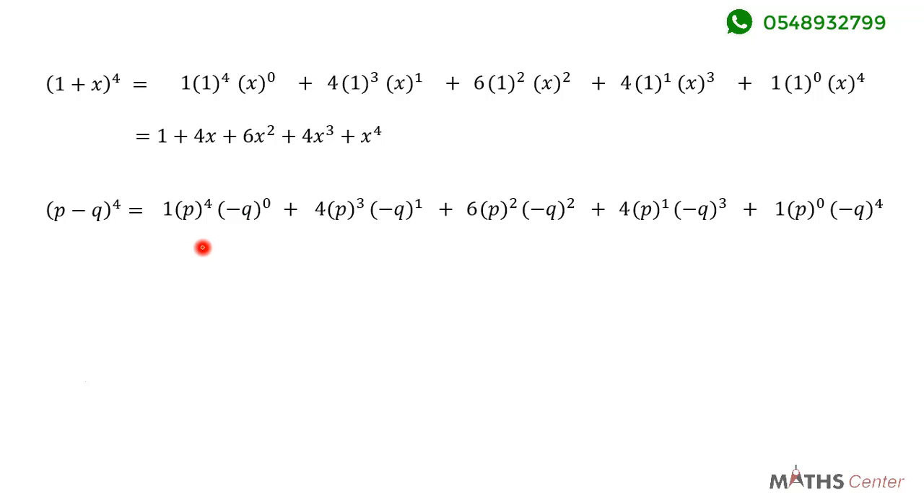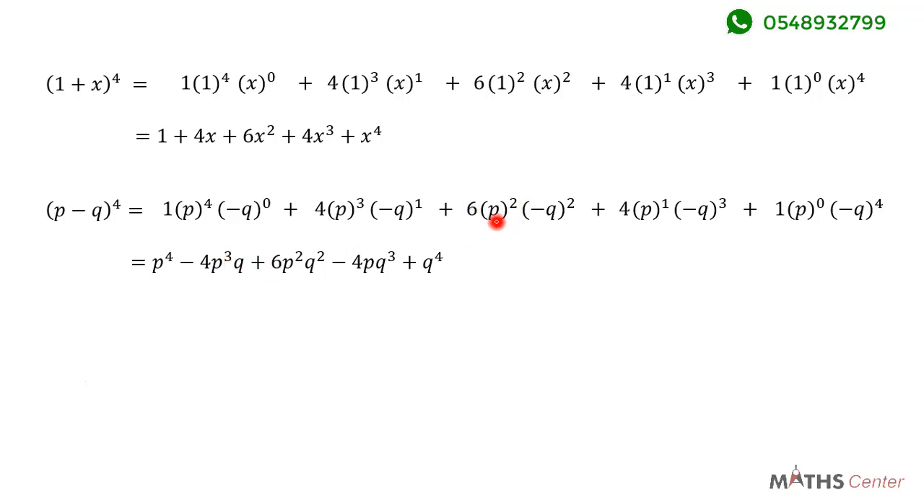Now let's simplify. Remember, negative q exponent 0 is 1. So 1 times p exponent 4 times negative q exponent 0 will give us p exponent 4. 4 times p cubed times negative q exponent 1 will give us negative 4p cubed q.